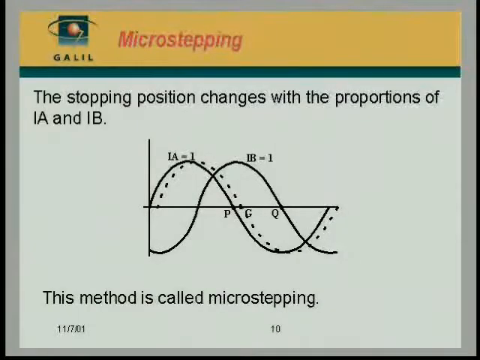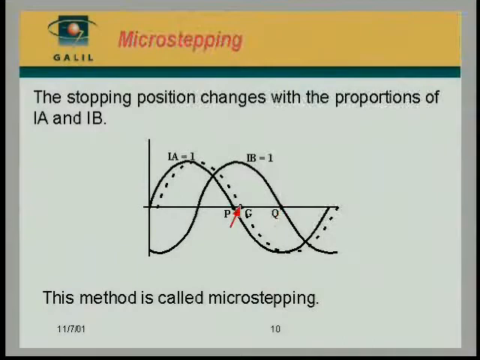We could pursue this argument further. If we energize phase A, the motor stops here. If we energize phase B, the motor stops at Q. What if we made the currents in the two phases unequal? For example, we made the current in phase A full current, but in phase B, we made it only 20%. Obviously, phase B is going to be weaker, and in the fight between the two of them, phase A is going to win, and the equilibrium point would move closer to A.